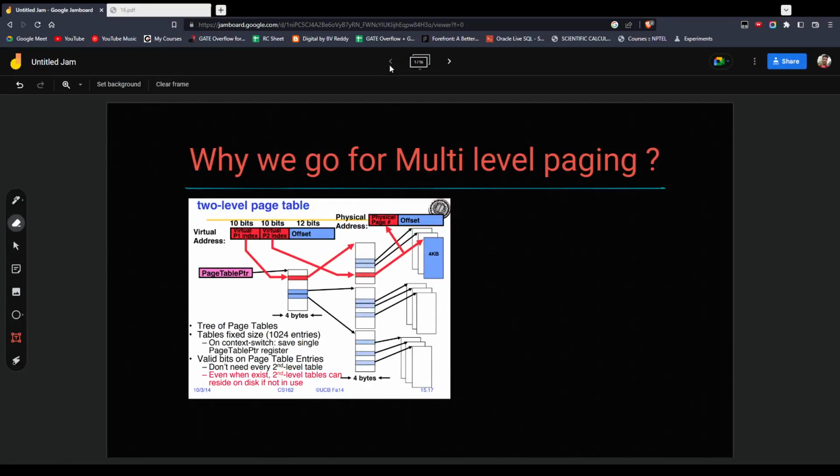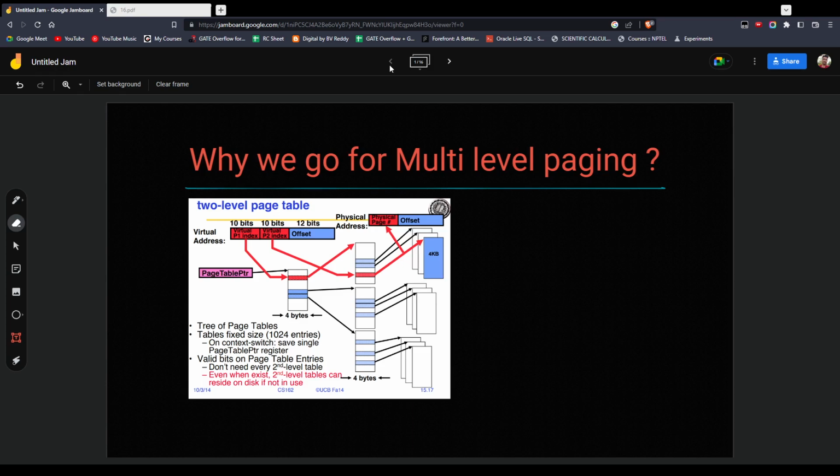Hi. So in this video, we are going to see why we are going for multi-level paging. Before this video, I have uploaded one video on this topic. If you haven't watched it, please watch it because we are going to use these concepts while we are solving the questions later. So please watch it in a sequential manner in order to understand all the concepts.